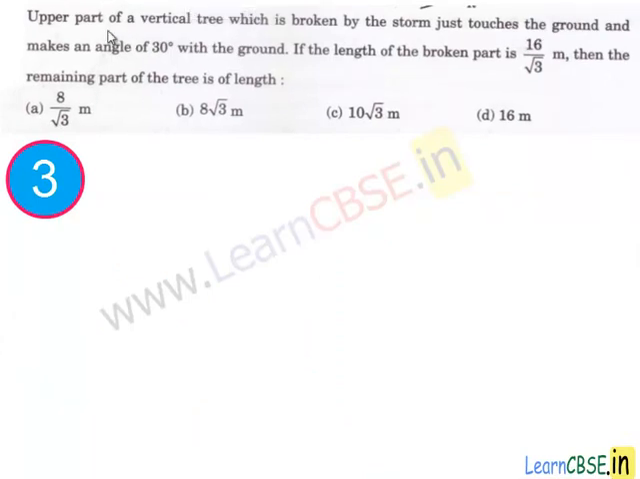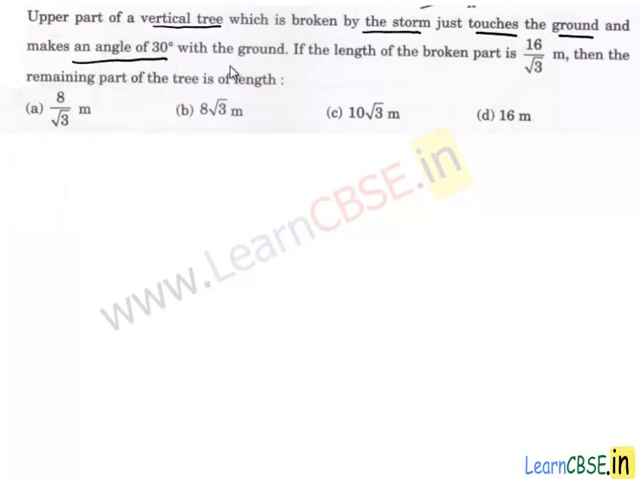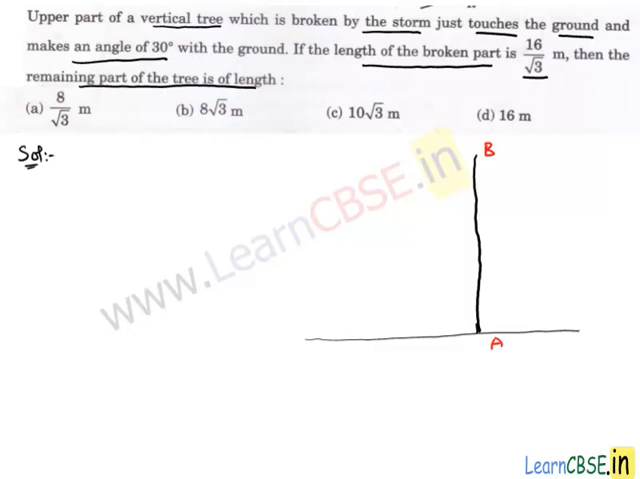In this question, the upper part of a vertical tree which is broken by the storm just touches the ground and makes an angle of 30 degrees with the ground. If the length of the broken part is 16 upon root 3 meters, then we have to find out the length of the remaining part of the tree. Let's work out the problem.